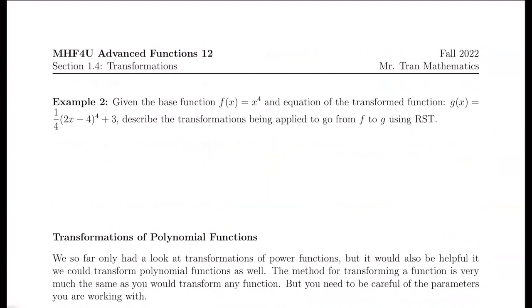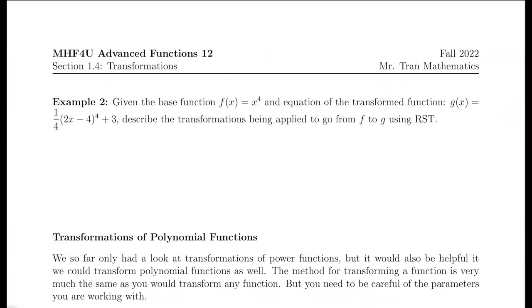So let's say that we're given the base function f of x is equal to x to the fourth. And the equation of the transform graph is given by g of x, which is 1/4 times (2x minus 4) to the power of 4, and then plus 3. So let's describe the transformations being applied to go from f to g using the RST method.